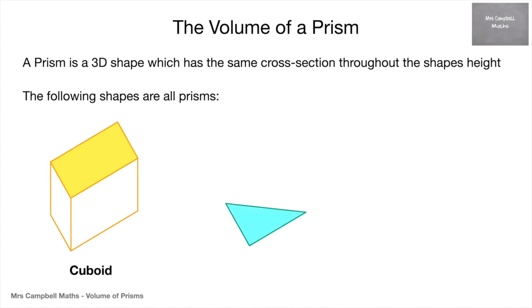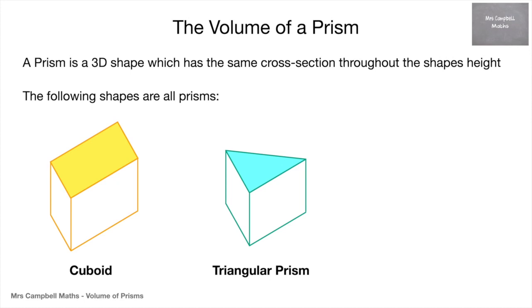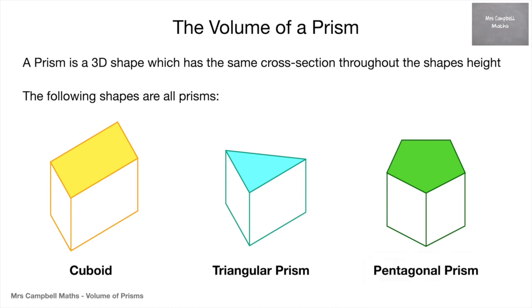If we take a triangle as a cross-sectional area and extend it through a height, that's a prism. Again, the cross-sectional area is identical all the way through. It's that highlighted triangle in blue, and it's called a triangular prism. Let's look at a third example. If we take a pentagon and we extend it through a given length, then it's called a pentagonal prism, and the green highlighted area is the cross-sectional area.